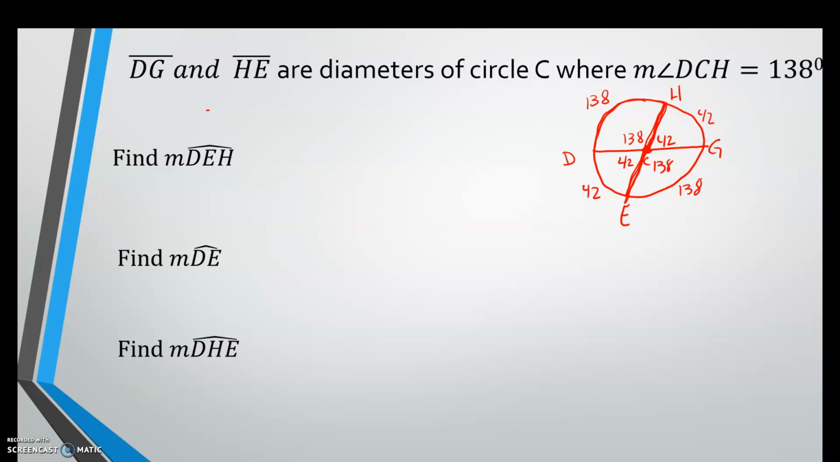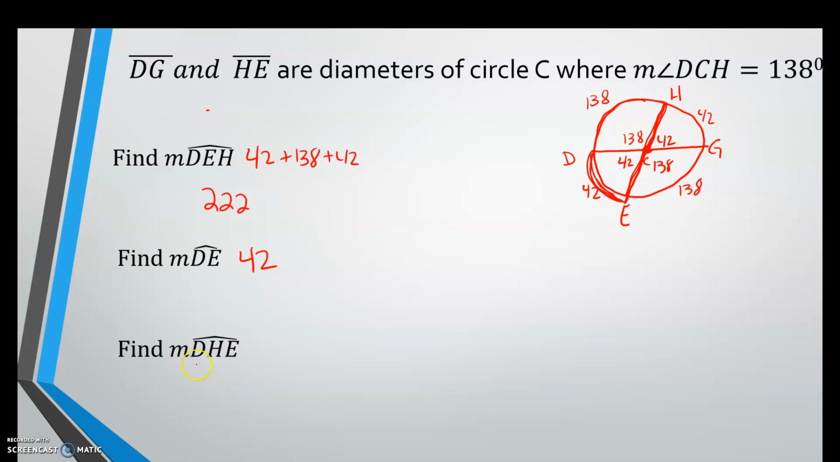So now if I'm looking at DEH, starting from D, going through E and ending at H, I'm going to add these three arcs together. So I'm going to add 42 plus 138 plus 42, which gives me 222. Looking at the measure of arc DE, again, you travel your shortest distance. So I don't want to go around this way. I want to go my shortest distance here, which is 42.